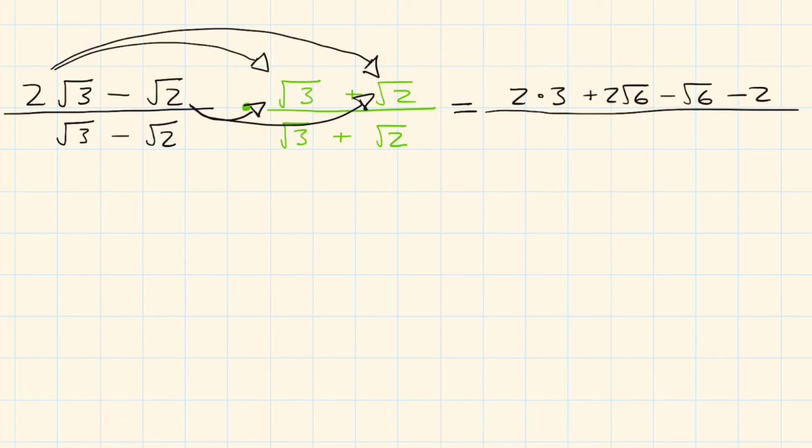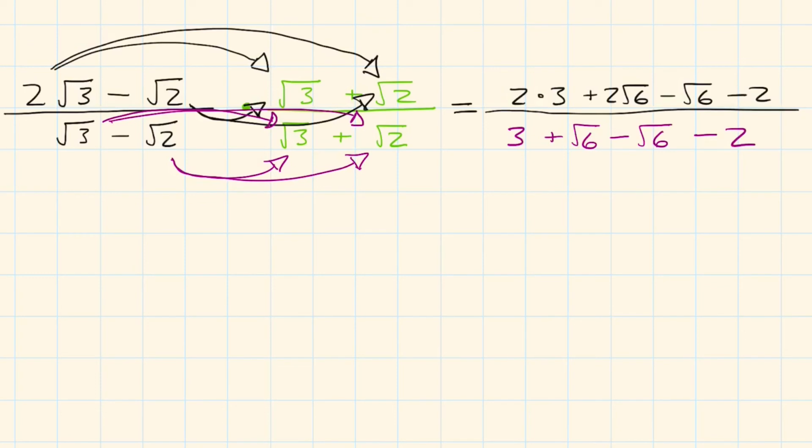All right, multiplying the denominator out, root 3 times root 3 is just 3. Root 3 times positive root 2 is root 6. Negative root 2 times root 3 is minus root 6. So again, those are going to cancel. Negative root 2 times root 2 is just minus 2.